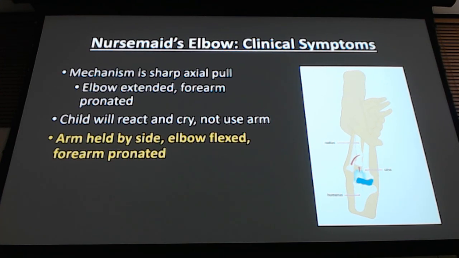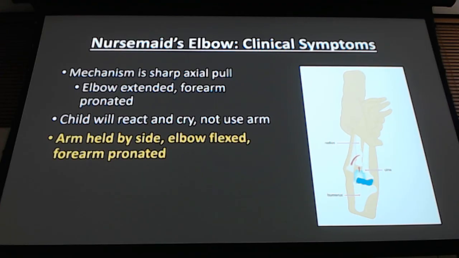Okay, we'll talk about the position here in a second. So the history is important, correct? And guess what? They're less than 5 years old. The child will react and cry and not want to use the arm. Okay, so that's a telltale. The arm is held aside, elbow is flexed, and the forearm is pronated. Pronated means palm down, right? So that's the position you're going to find them in. And they're not going to want to use the arm.